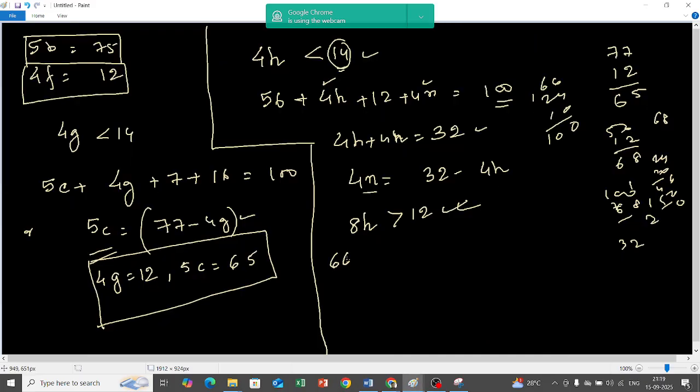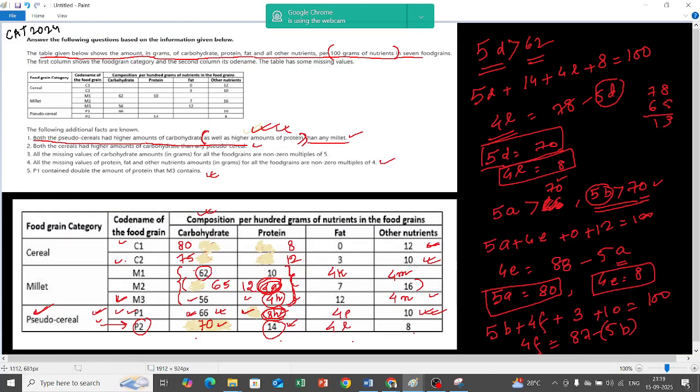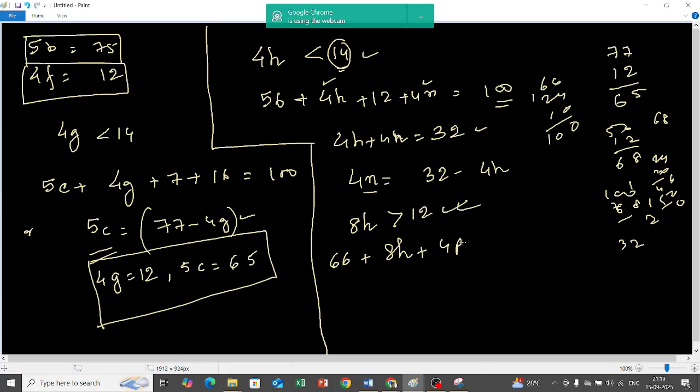So we can do 66 plus 8h plus 4p plus 10 equals 100. So 4p equals, this is 66 plus 10 is 76, that is 24 minus 8h. 24 minus 8h.